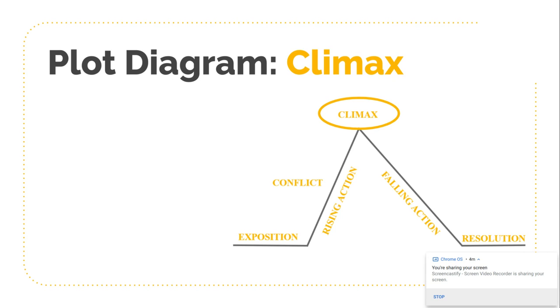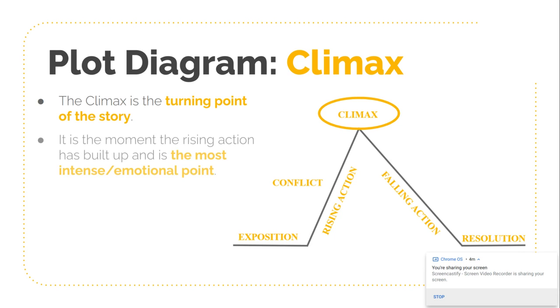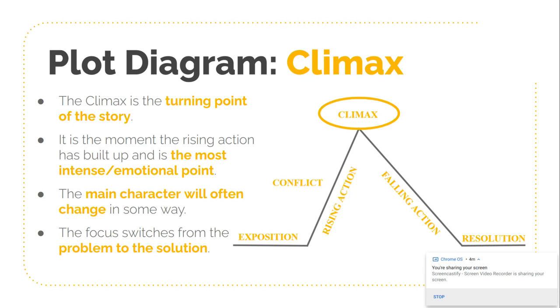As the story progresses, as you get to the end of the story, you're going to hit something called the climax. The climax is usually the turning point of the story. It's the moment where the rising action has built up, and it's the most intense or emotional part of the story. The main character will often change in some way, or the focus switches from the problem to the solution. Oftentimes you're going to see your main character have to finally face whatever that problem is. Sometimes it's solved, sometimes it's not. But this is the most intense point in the story and usually comes towards the end.